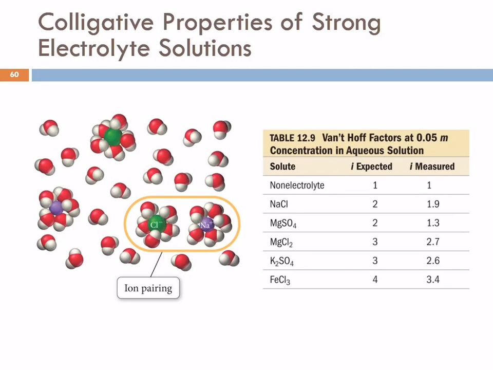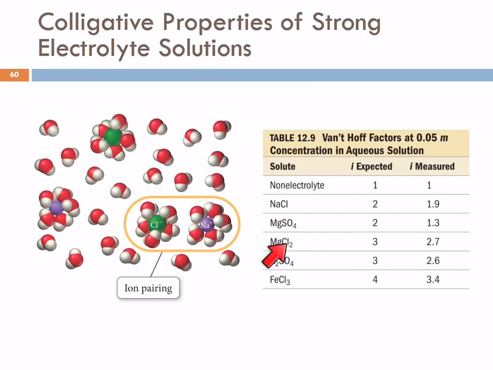So what happens is that the ions can actually pair up in solution even though they are in solution. And when they pair up like that, they act like one particle. And so that reduces the effect on the colligative properties.